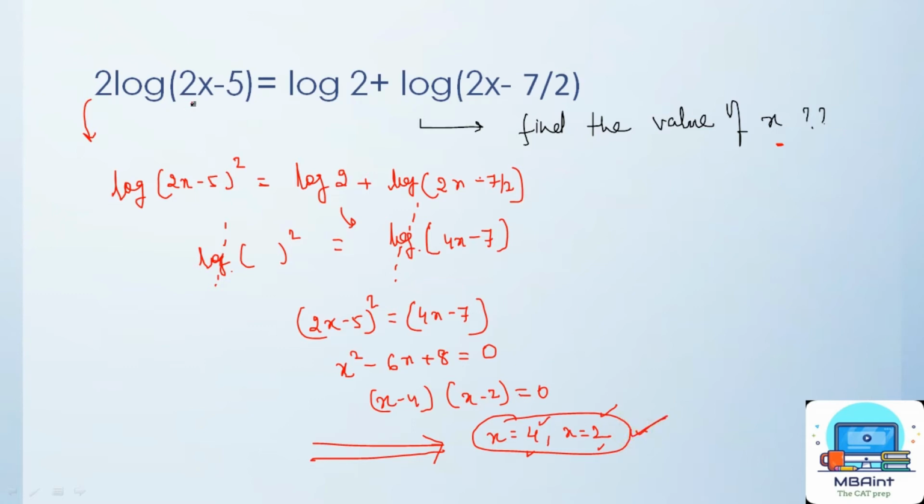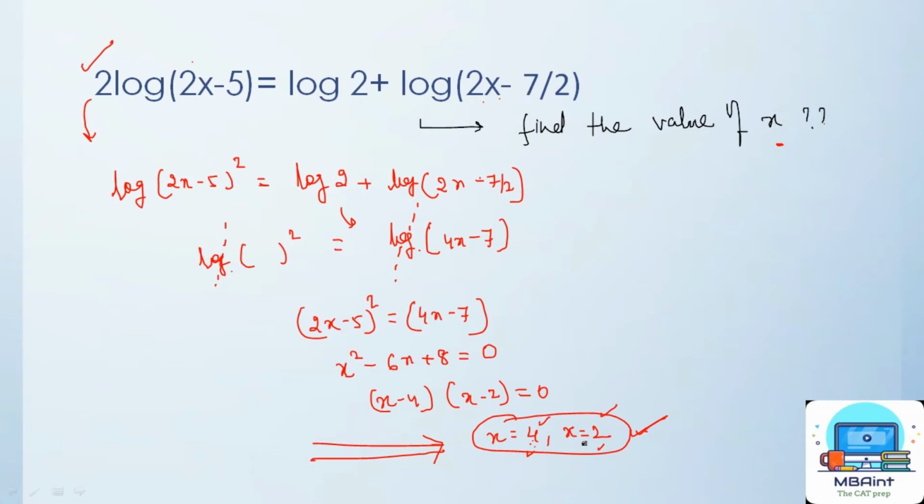So if I put the value of 4 here, I know that log does not exist for negative values, right? So see that putting x is equal to 4 and 2 does not give you negative stuff, right? So I'll go back and check in the original question. If I put 4 here, I'm getting what? 8 minus 5, absolutely okay. And 8 minus 7 upon 2, absolutely okay.